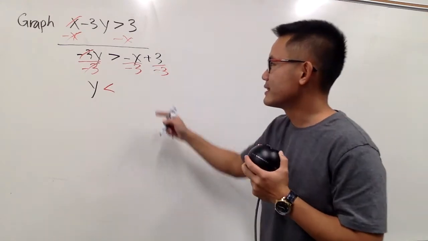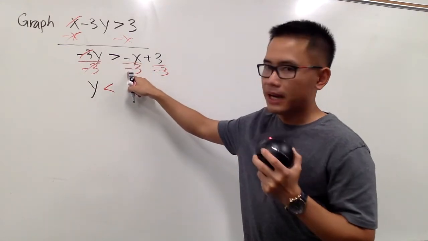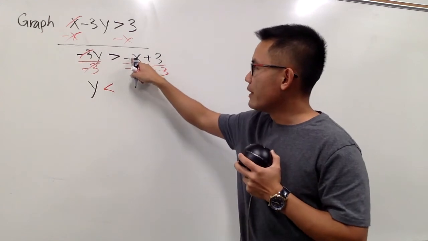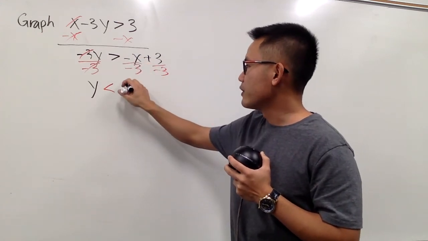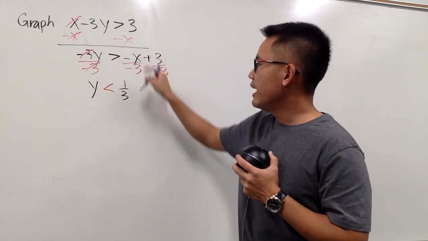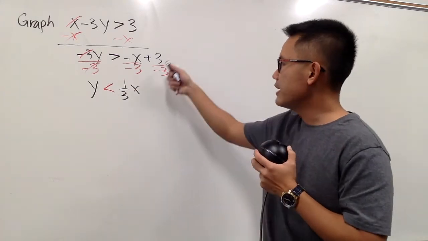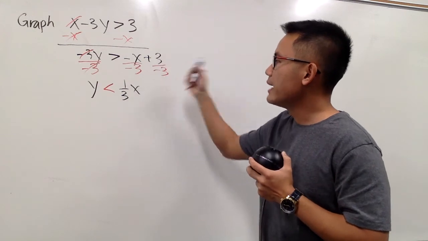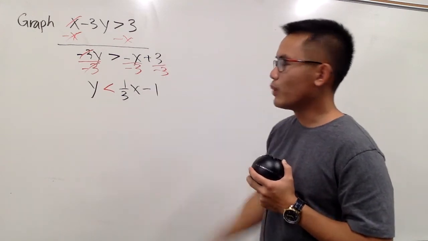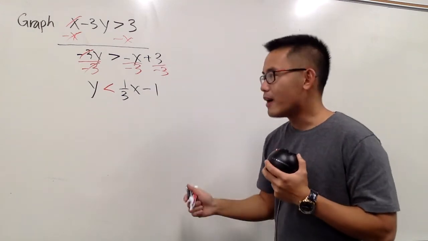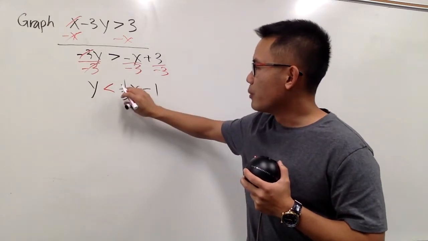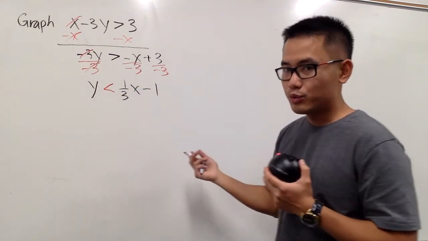And now we work out the rest. Negative divided by negative is positive. And this is like saying 1 over 3. So let's put that down first: 1 over 3. And of course, we have the x. And next, we have the 3 divided by negative 3. That should give us negative 1, like that. And now, you see, we have the slope and also the y-intercept. We are ready to graph.